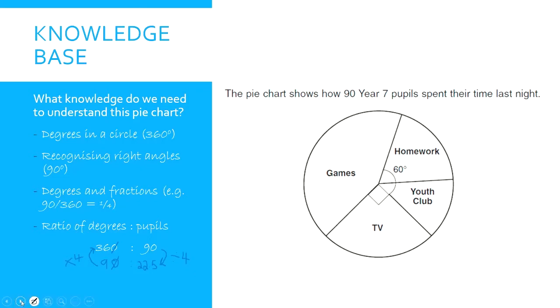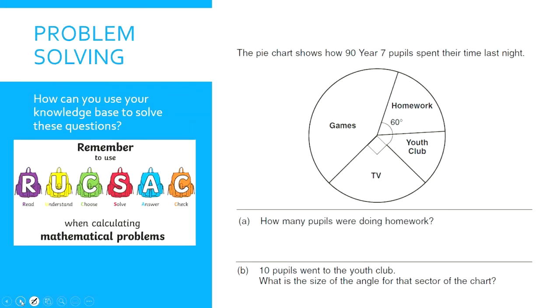With that in mind, let's have a look at some of the sample questions that we might get for a pie chart like this. Question A is asking how many pupils were doing homework, and question B says that 10 pupils went to the youth club, so I need to work out the size of the angle for that particular sector of the chart. I know that I'm looking at the section for homework here, and the section for the youth club here, with these two angles associated.